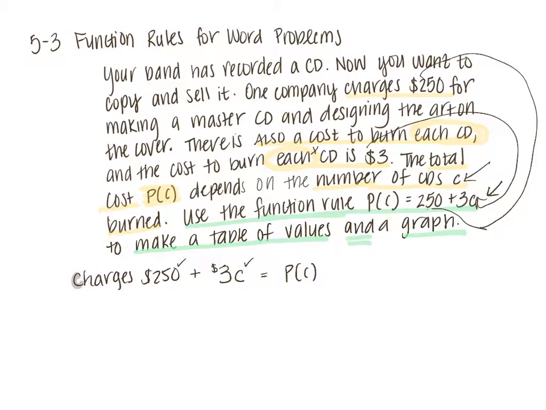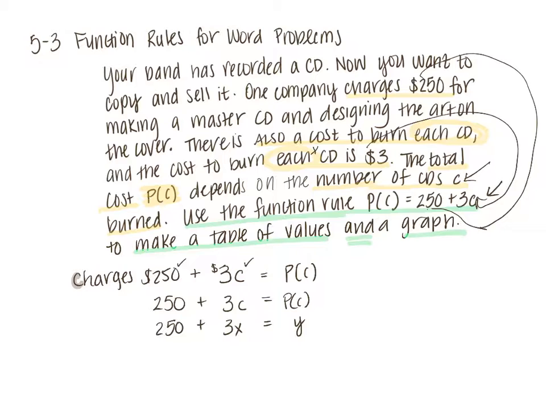So P of C equals 3C plus 250. This is a function. It means that for whatever value of C I get, I'm going to have a total cost. I could also just write this as Y equals 3X plus 250. Change your variables out. This looks familiar now.